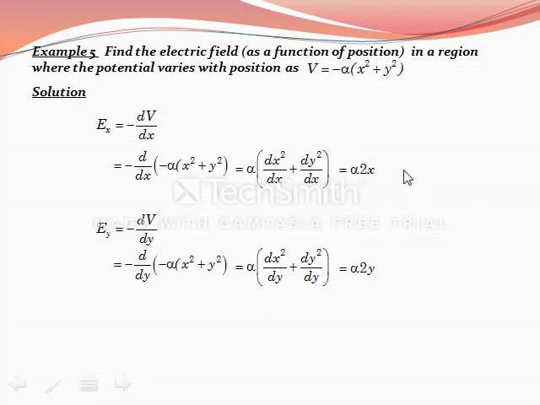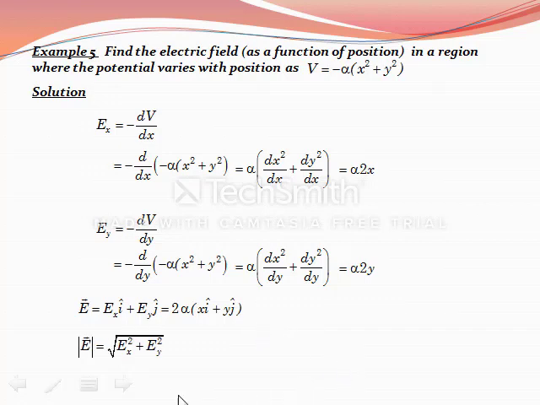We have the x component of the field, we have the y component of the field. Let's write down the field in its vector form. E is Ex i cap plus Ey j cap. Substitute the values of Ex and Ey and take the common factors out. 2 alpha times (x i cap plus y j cap). Now if we have this field in vector form, we can find its magnitude, we can find its direction. First let us find its magnitude.